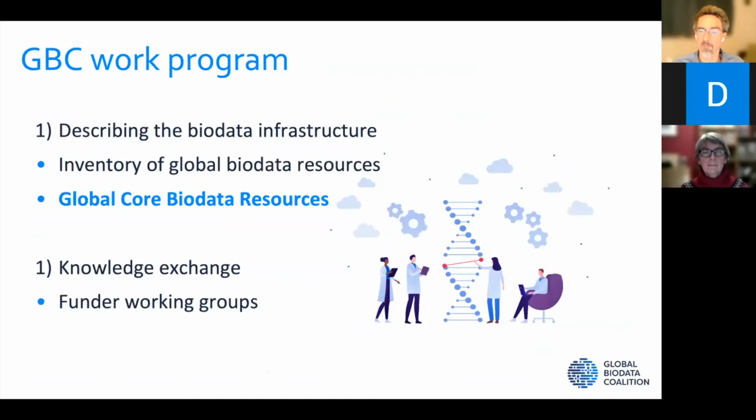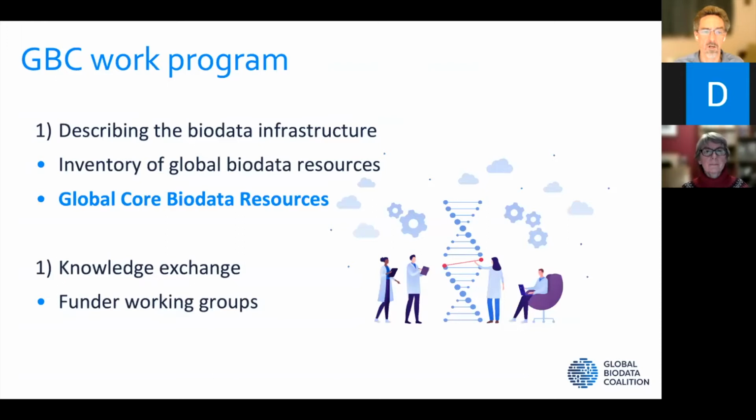The GBC work program at the moment has 2 components, one of which has 2 facets. Describing the biodata infrastructure. I've just said that there's a distributed infrastructure of biodata resources. It's not well described. We don't really know how many resources there are, what's out there, where they are, who all of them are funded by, or how much money is spent. We'd like to know the answers to all of those questions. Of course, we know some of it, but we don't know all of it.